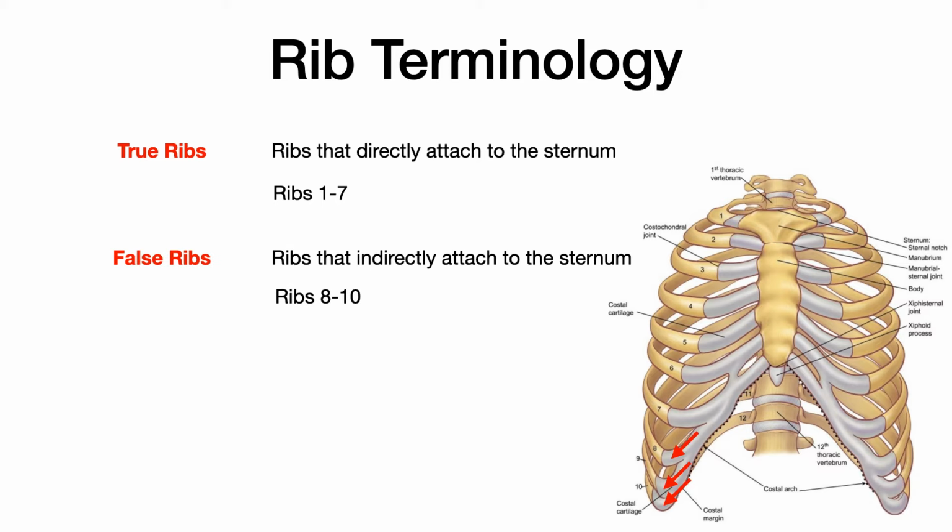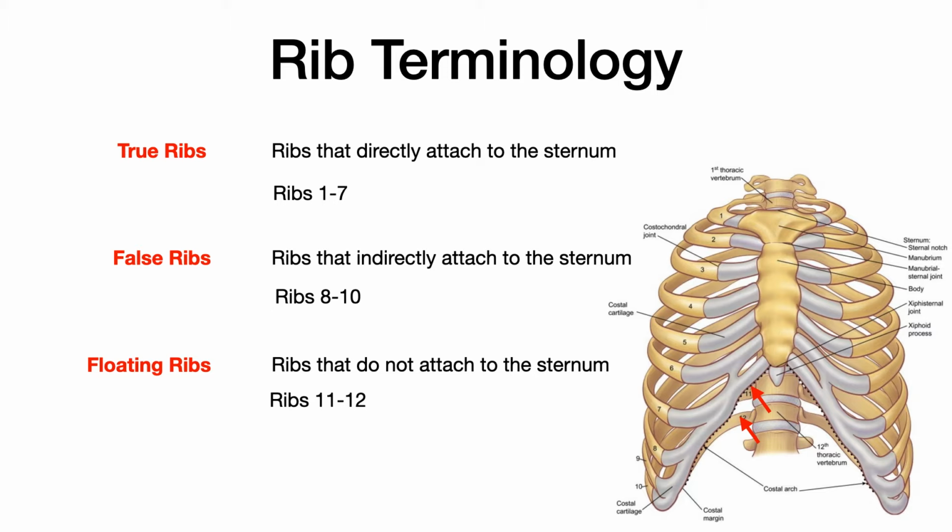False ribs are ribs that indirectly attach to the sternum. As you can see in this image, this includes ribs 8, 9, and 10. Ribs 8, 9, and 10 have cartilage, but that cartilage actually connects to the cartilage that comes off of rib 7, which then carries indirectly to the sternum. So yes, technically ribs 8 through 10 do attach to the sternum, but that attachment is indirectly made through the cartilage that comes off of rib 7. Therefore, ribs 8, 9, and 10 are referred to as false ribs.